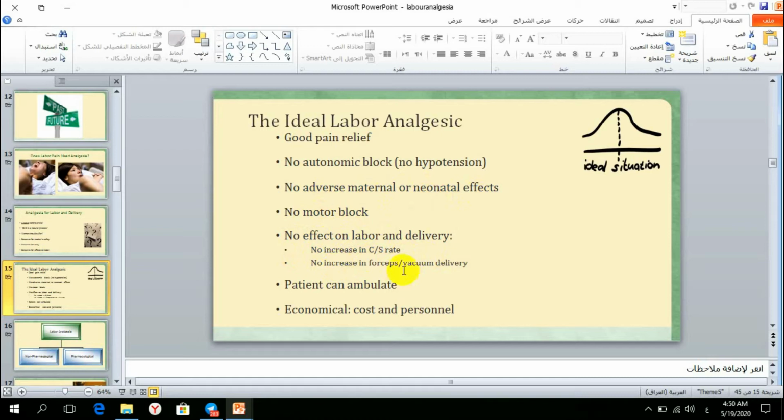Regional anesthesia or regional anesthetic techniques were introduced to obstetrics in 1900, when Oscar Creech described the use of spinal anesthesia.